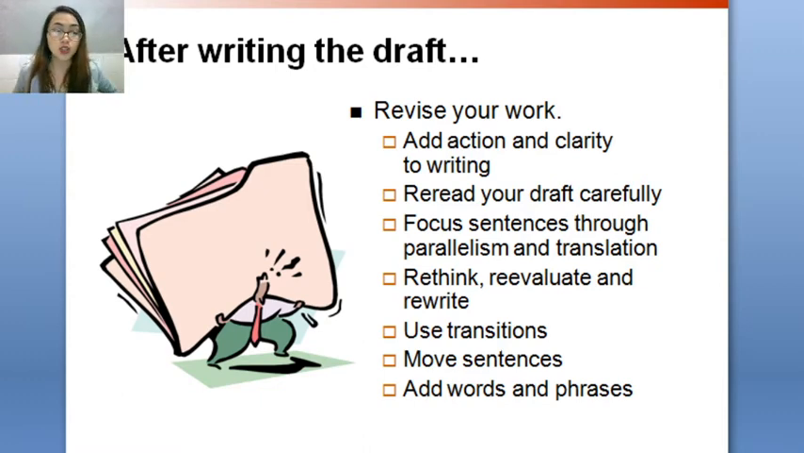And use transitions. Of course, maganda yan na may mga transition first, second, lastly, kasi that would make your work more professional at mas nagiging formal yung presentation mo ng mga ideas mo. And then, move sentences and add words and phrases.